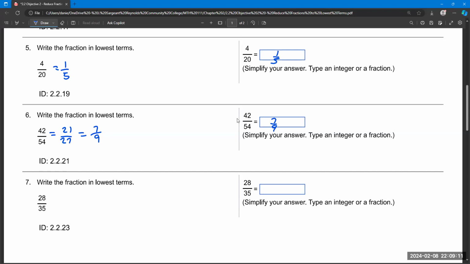Both of these are divisible by 7. This is 4 times 7 and 5 times 7. The 7s will cancel and leave us with 4/5.